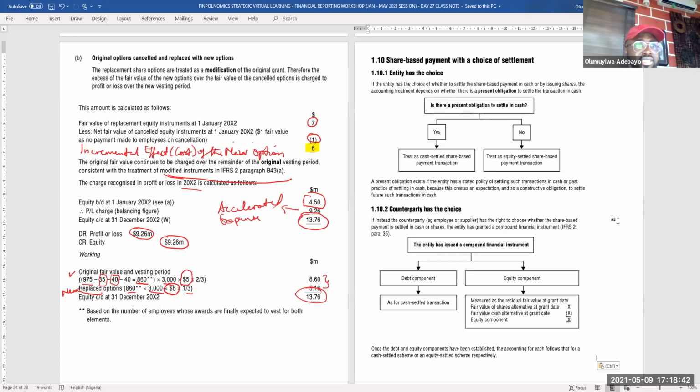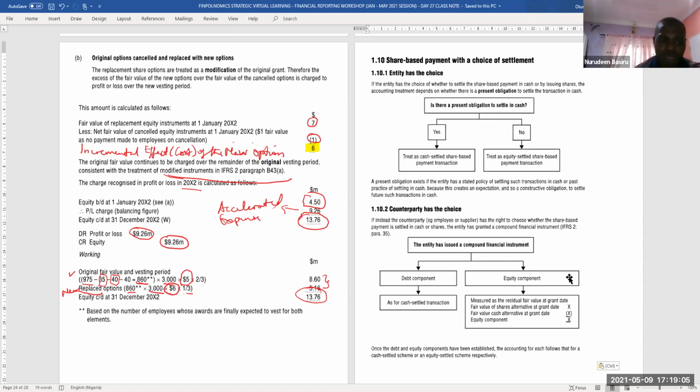Do you get what I'm saying now? Therefore, it's not an issue of whether you are working to higher than before or lower than before. Remember, the one originally done has been cancelled out and has been deemed to have vested immediately. That's why you are accelerating the expense into your profit or loss. Okay, and that is the position there.